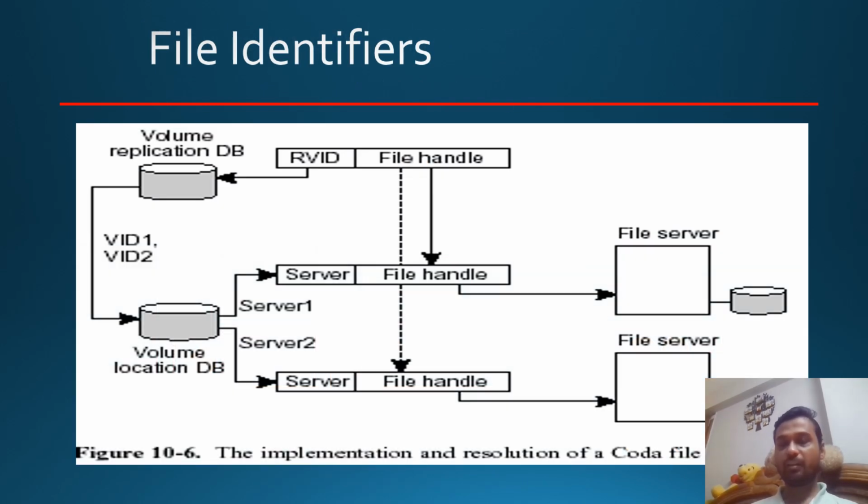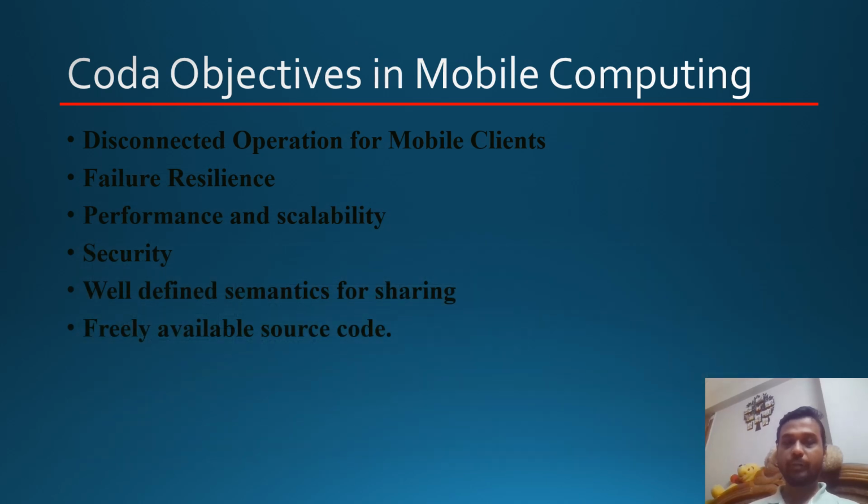File identifiers, the implementation and resolution of Coda files. Here you can see all the file servers, the volume replicated database, file handling servers, everything, and how file identification and sharing occurs. Coda's objectives in mobile computing are disconnected operation, failure resilience, performance and scalability, security, well-defined semantics for sharing, and freely available source code.